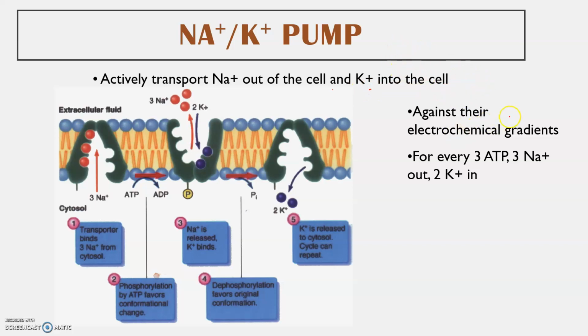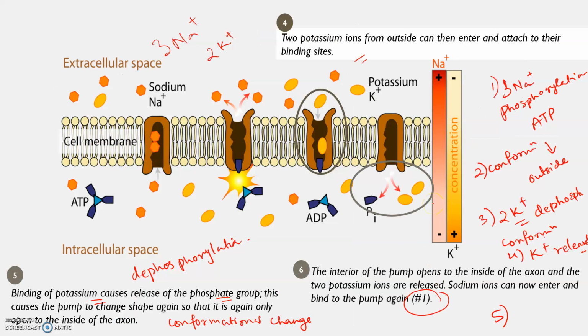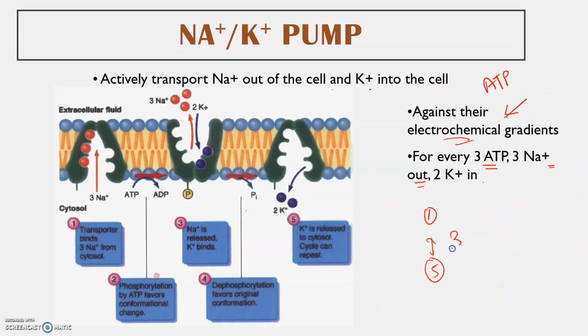This process occurs against the chemical gradient, and that is why we need to use ATP, because this process is happening against their electrochemical gradient. Now for every 3 ATP, 3 sodium ions are sent out and 2 potassium ions come in. So in this entire process from step 1 to step 5 that we just discussed in the previous slide, as you see here, in all these steps we see that there is involvement of 3 ATP to transfer 3 sodium out and 2 potassium in.